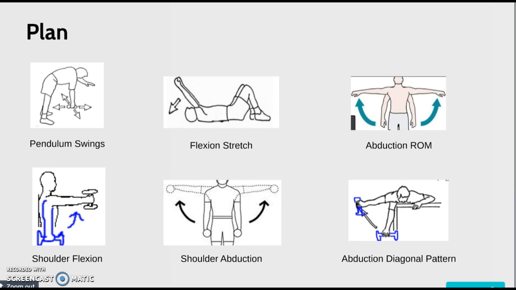The next exercise is flexion stretch. She will clasp her hands or hold on to a cane or broomstick. She will keep her knees bent and stretch her arms overhead. She will repeat this stretch 10 times.